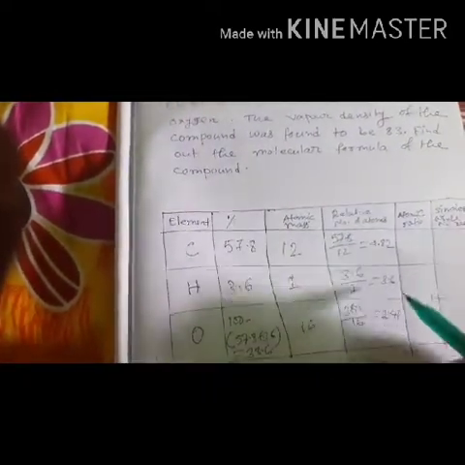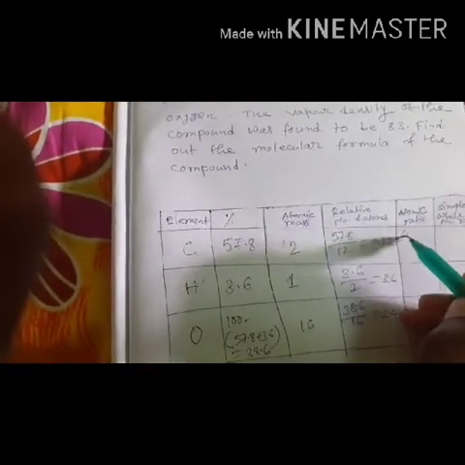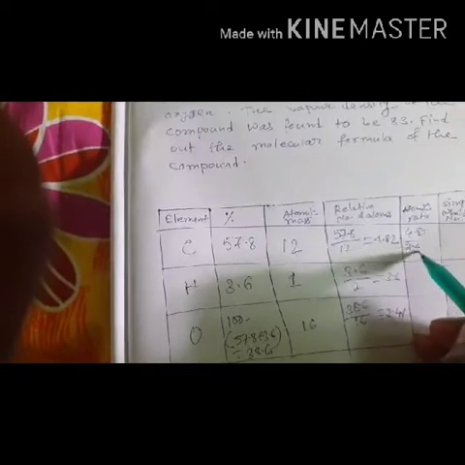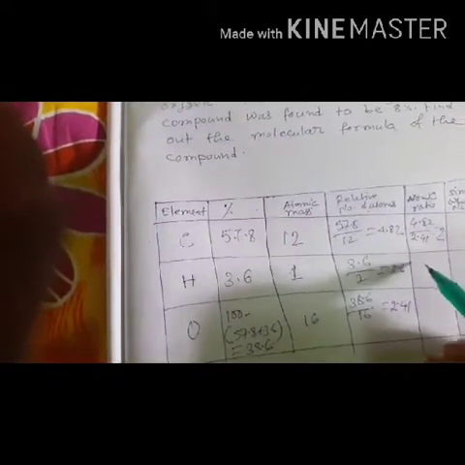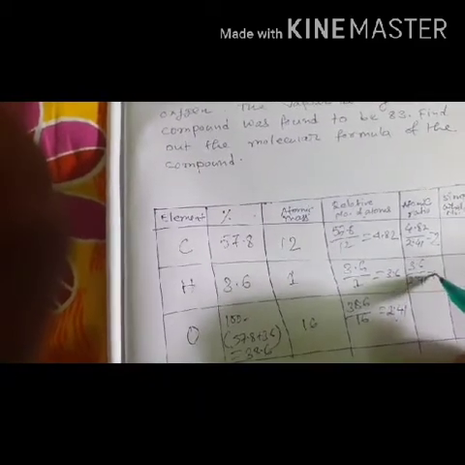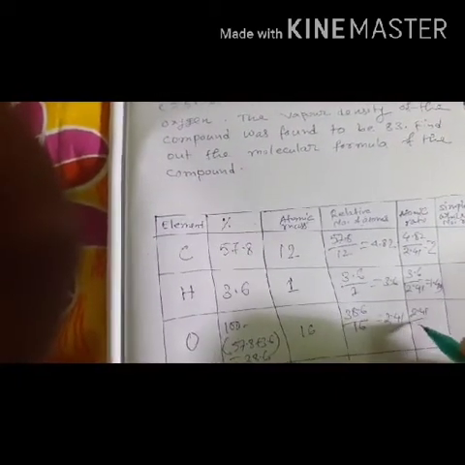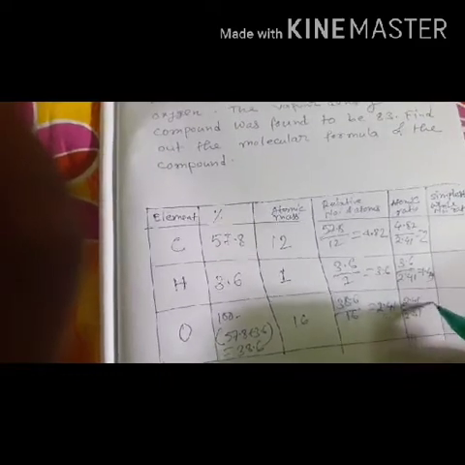Now if we want to calculate the atomic ratio, see, they are all in fractions. So what is the smallest number here? The smallest number is 2.41. If we divide all of these by 2.41, what is coming? 4.82 divided by 2.41 is almost 2, and 3.6 divided by 2.41 is almost 1.49, and 2.41 divided by 2.41 is 1.